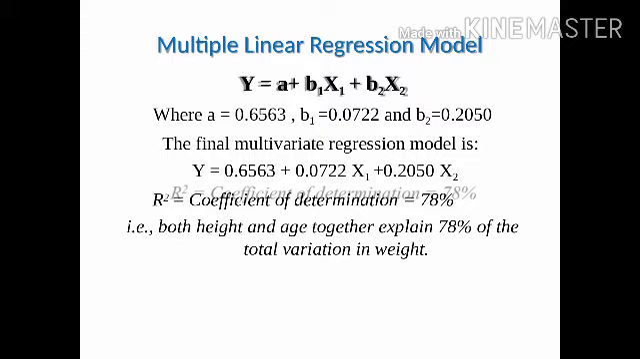The final multivariate regression model is y equal to 0.6563 plus 0.0722 x1 plus 0.2050 x2, and the corresponding coefficient of determination is 78%. So both height and age together explain 78% of the total variation in weight.